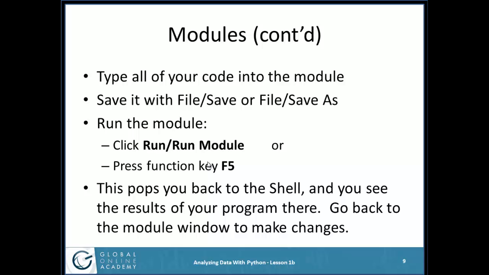Then to run the module, once it's saved, you click on Run, Run Module, or you'll probably get used to the shortcut key, function key F5, to run whatever module you're looking at. This will pop you back into the shell and execute the program right in the shell. You'll see the results of your program there. You can go back to the module window after that to make changes, or you can stay in the shell.